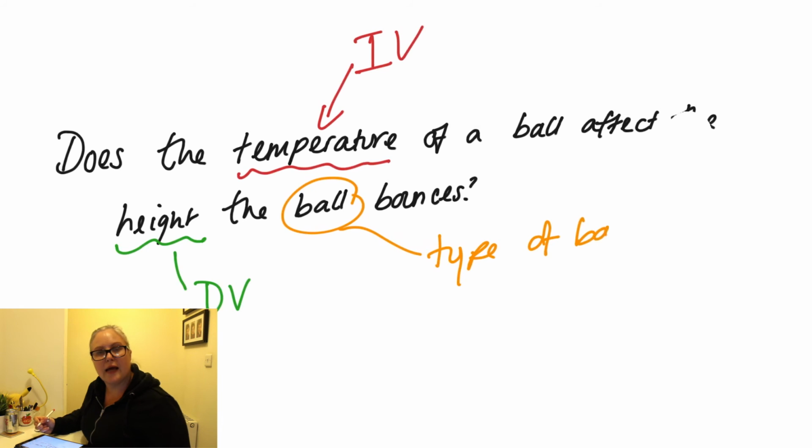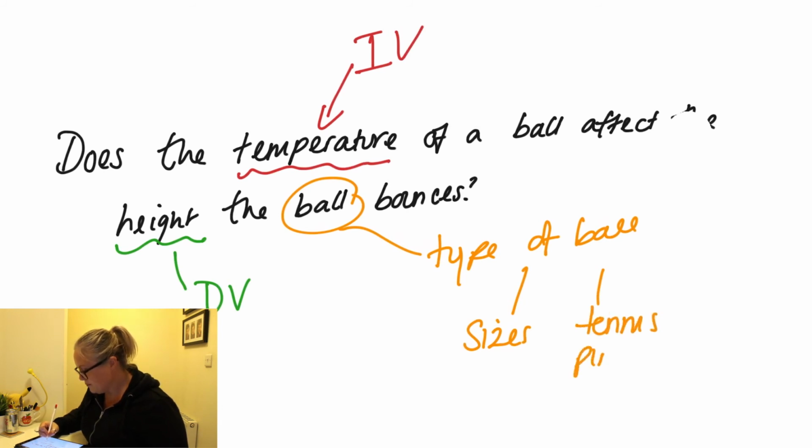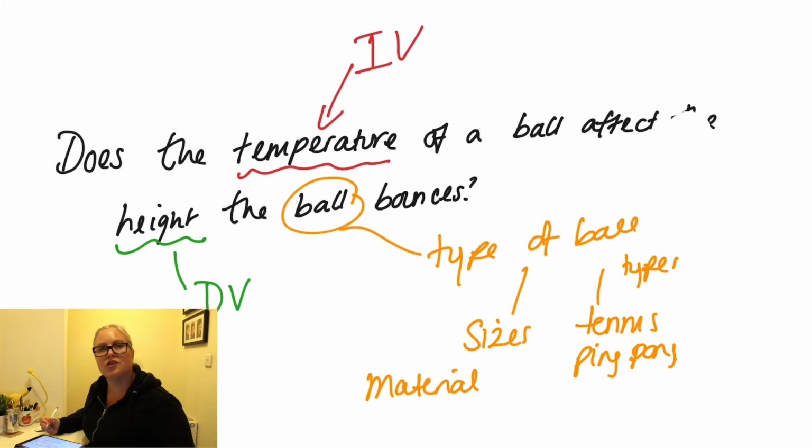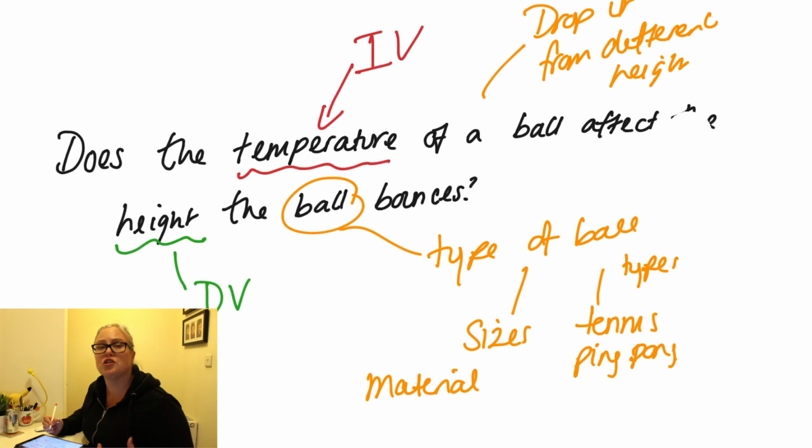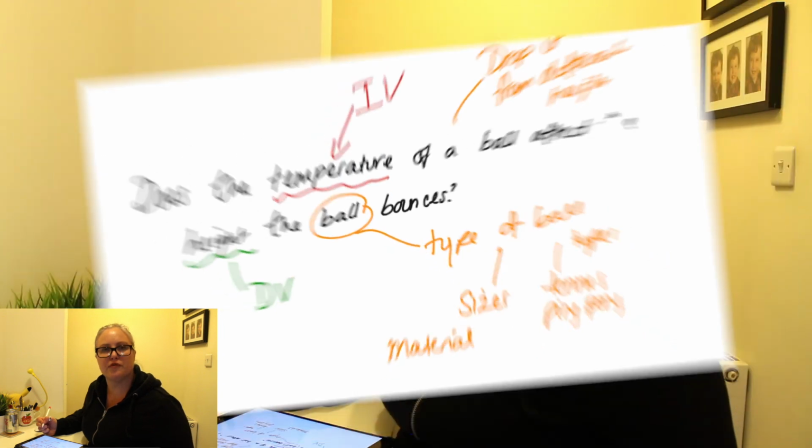So we could maybe look at different sizes. We could look at different types, maybe like tennis balls, ping pong balls. So we could look at types, sizes, material of that ball. What else could we do to see what would happen? We could drop it from different heights. Now, if we dropped it from different heights and we changed the type of ball and we changed the temperature, how would we know which one was responsible for the effect that we measured, the dependent variable, the height of the ball bounce?